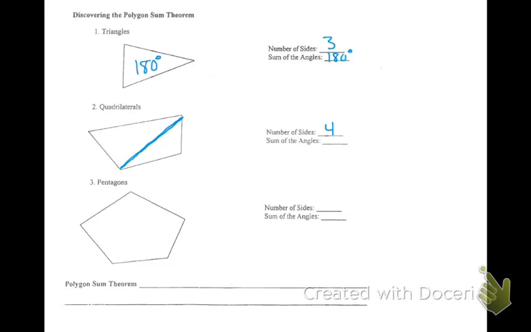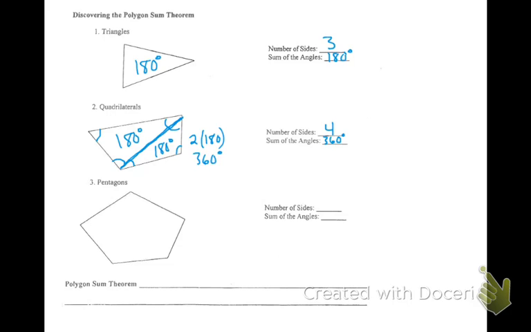I can create 2 triangles in that quadrilateral. This is 180 degrees. This is 180 degrees. Now notice if I look at all those angles of both those triangles, it makes up the entire interior angles of the quadrilateral. So I have 2 times 180 degrees inside that quadrilateral, which makes 360 degrees. So the sum of the angles inside of a quadrilateral is always going to be 360 degrees. So notice each polygon was going to have a different sum to their angles.